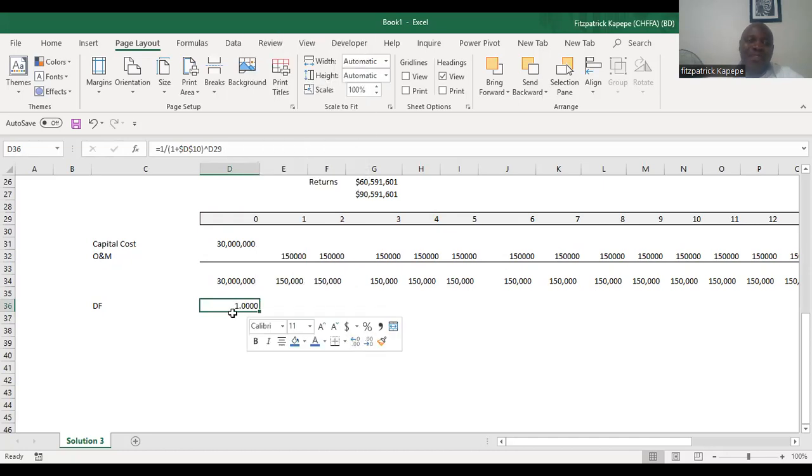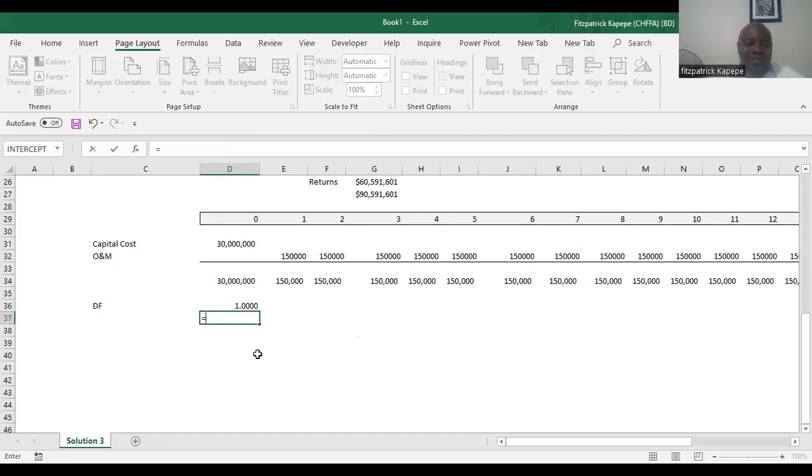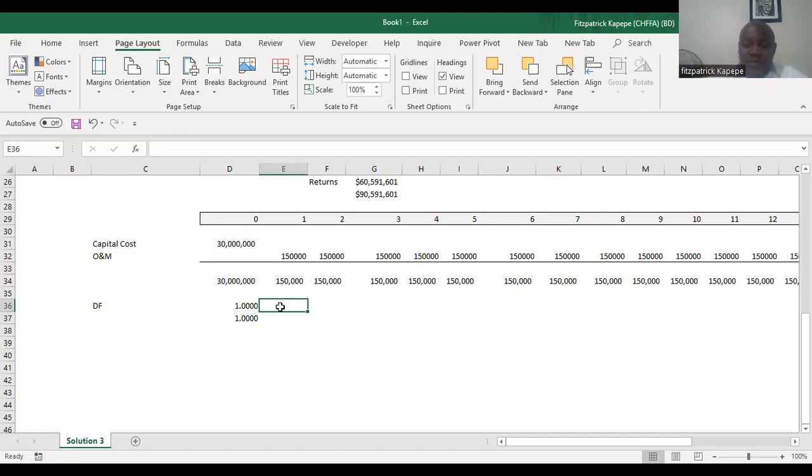This is method 1. Method 2, since it's just 1 there, you just say equals. Here on the first one, you just put 1 like this. Because the time value, if you give me $200 million today, it's equivalent to today. I can't discount it because that's the value which is there. So here you have this formula, and start from there.